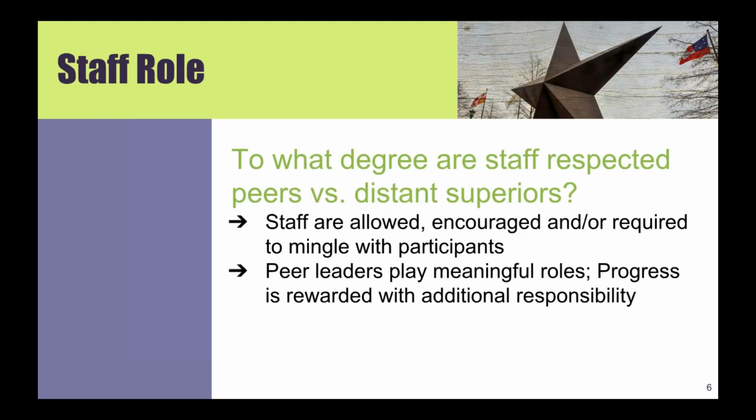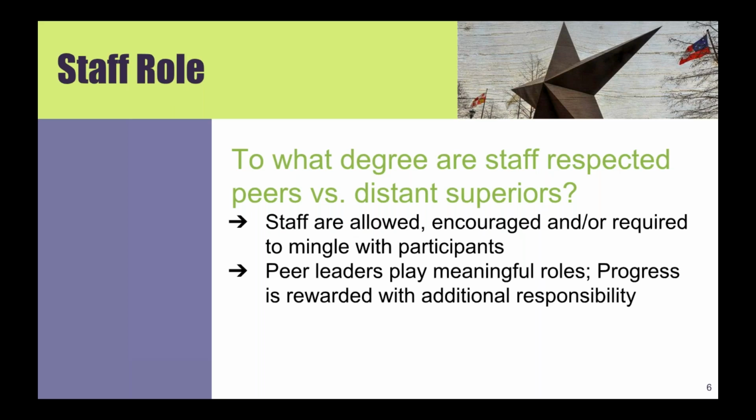The next domain is the staff role. And we need to ask ourselves, to what degree does this recovery residence have staff that are respected peers versus distant superiors, that kind of hierarchy? We want to create an environment where there's a flat hierarchy, or as flat as possible, where individuals feel like this is our recovery residence rather than we're just here being served by these distant superiors.